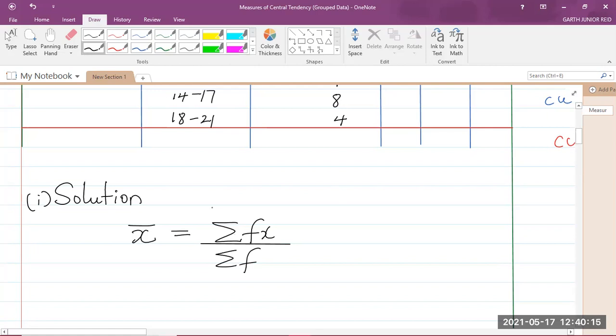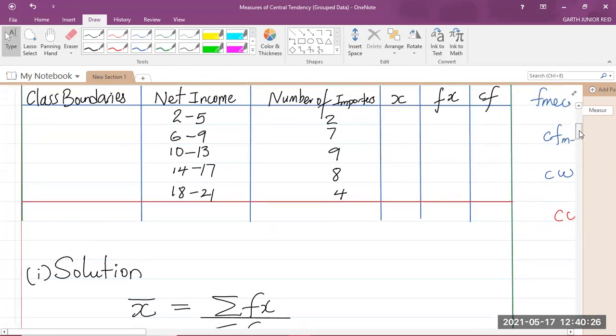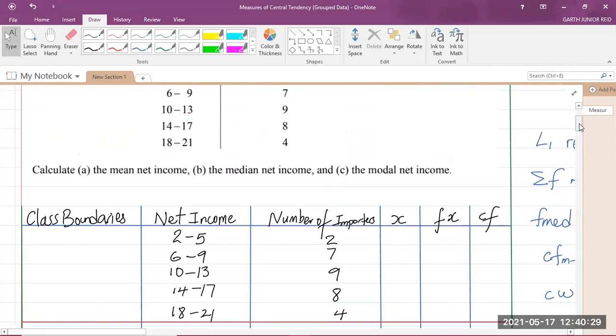This notation that you see here is sigma notation. It just means that we're summing the values. So we want to sum all the fx values and divide it by the sum of all the f values. So what is f? F is the frequency. What will be the frequency in this question? The frequency would be the number of importers. So the frequency is basically how many persons fall in each category.